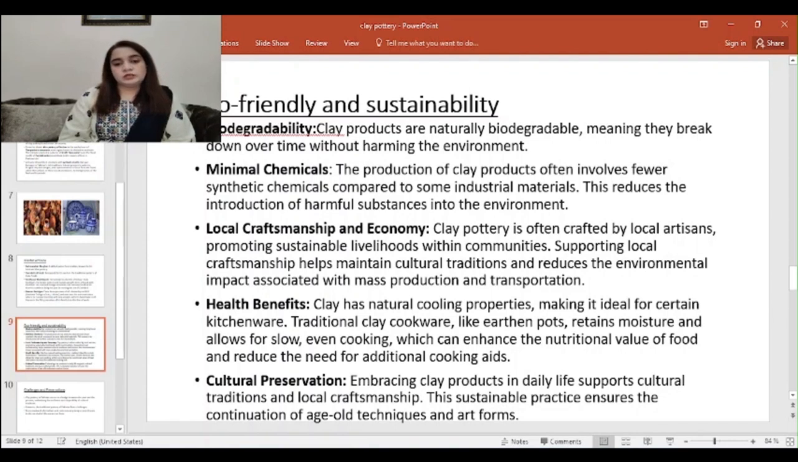Cultural preservation. Embracing clay products in daily life supports cultural traditions and local craftsmanship. This sustainable practice ensures the continuation of age-old techniques and art forms.